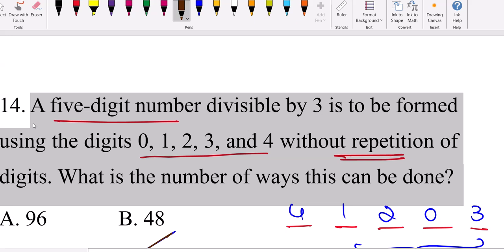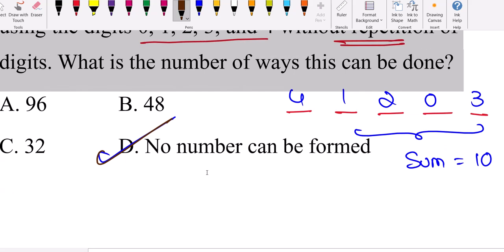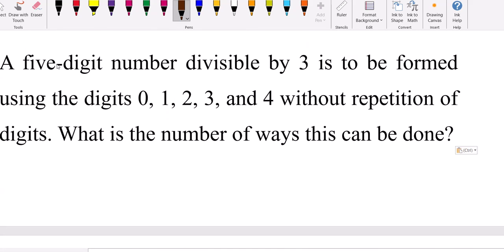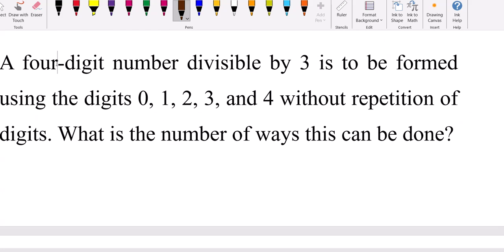My question is now: a 4-digit number divisible by 3 using 0, 1, 2, 3 and 4 without repetition. No such number exists, so you go with option D. My next question is a 4-digit number. Now here we have a lot of learning, my dear.